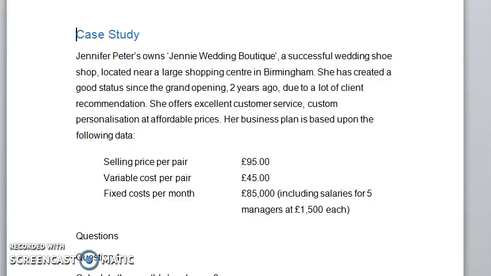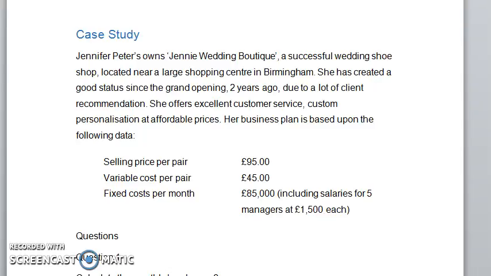And in order to do this, once again, as explained in the two examples shown, first you have to find the contribution. The contribution is the selling price, which is £95, minus the variable cost of £45, which gives you a total of £50. So the contribution is 50. Then we move on so we can identify the break-even. To do this, we'll do the fixed cost, so 85,000, divided by the contribution that we found, which was 50. And the answer to this is 1,700.